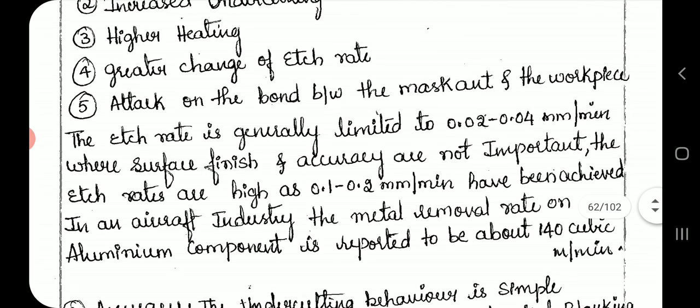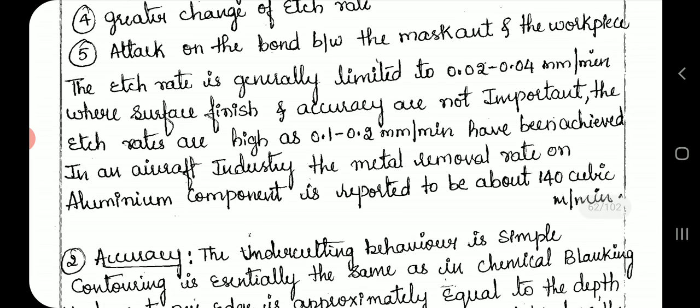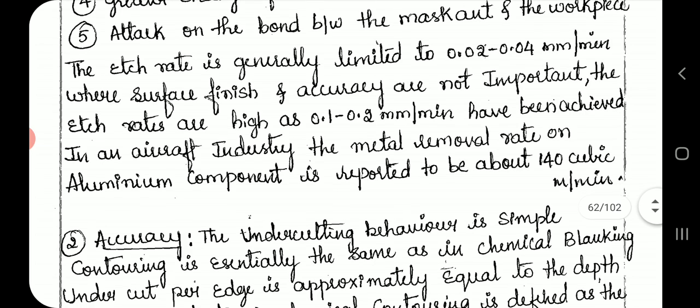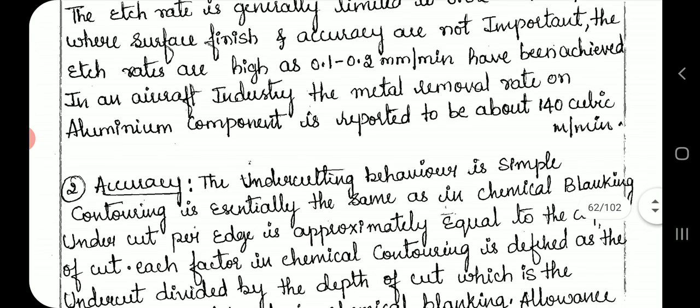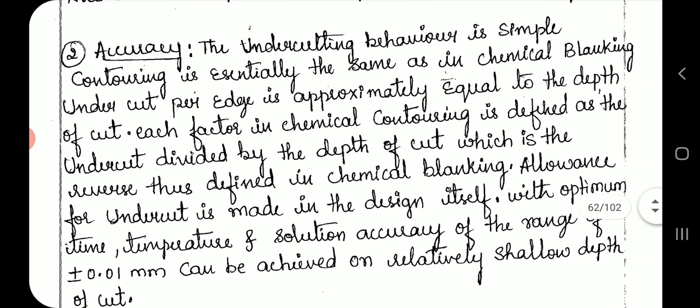The etch rate is generally limited to 0.02 to 0.04 mm per minute where surface finish and accuracy are not important. Etch rates as high as 0.1 to 0.2 mm per minute have been achieved. In the aircraft industry, the material removal rate on aluminum components is reported to be about 140 cubic meters per minute.